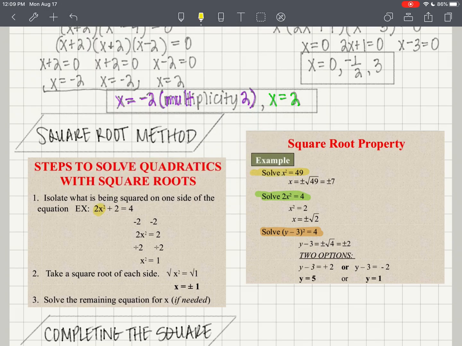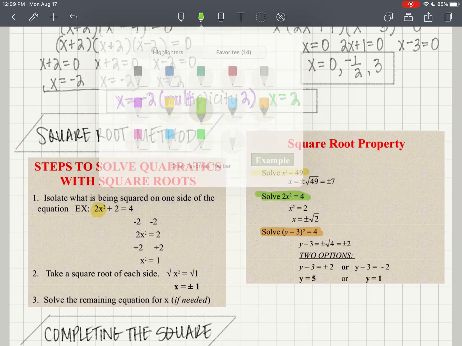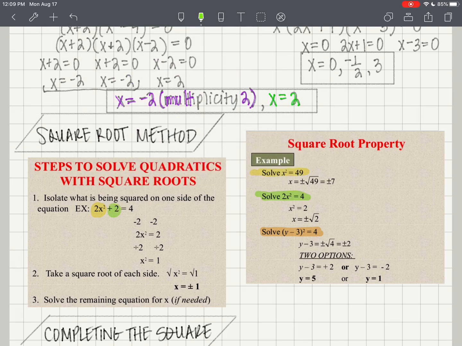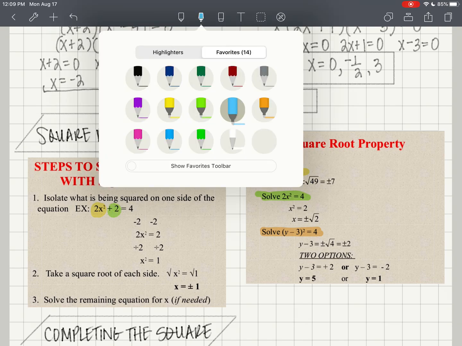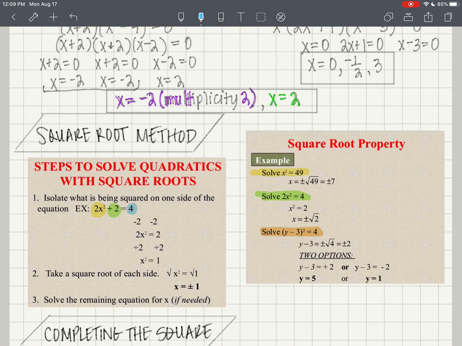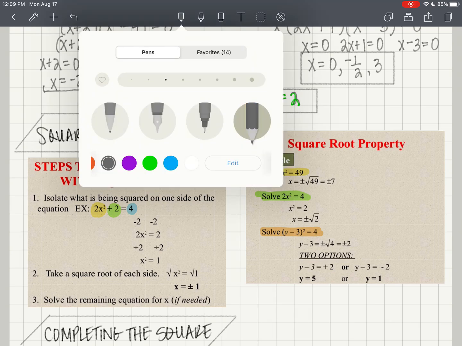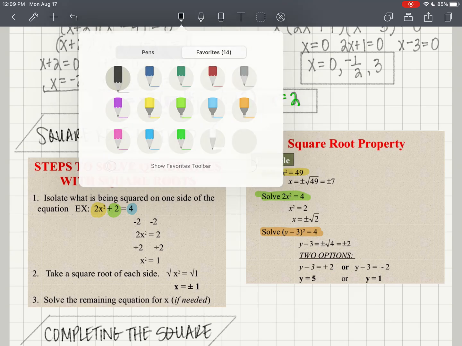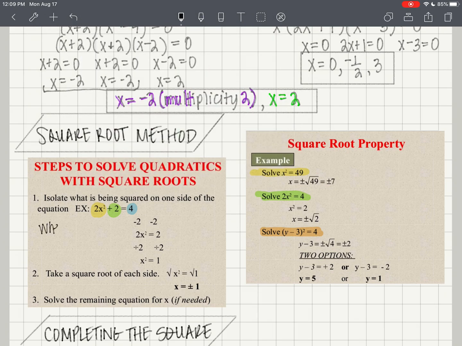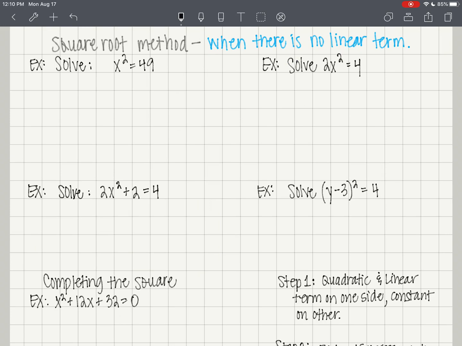So here we have 2x squared. That's a quadratic term. And then the next term, plus 2, that's a constant term. So when you have no bx, when you have ax squared plus c equals 0, there's no bx term. When that happens, you can use the square root method. So let's get to it.